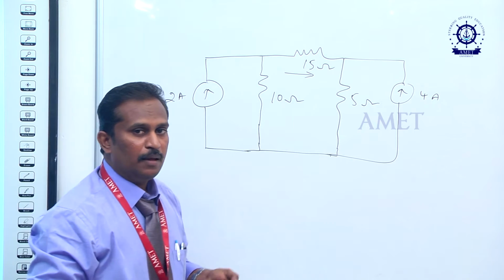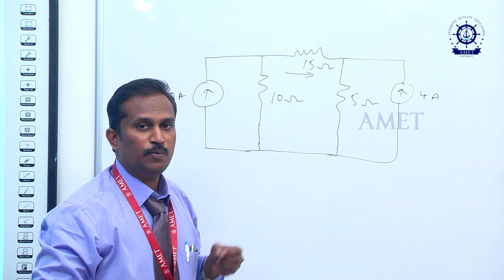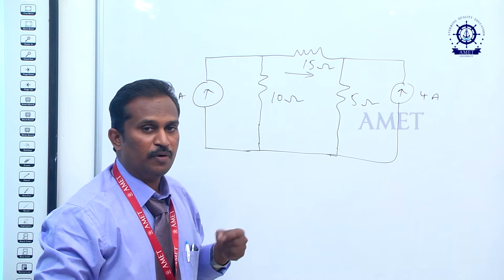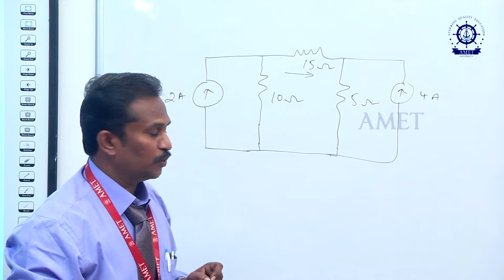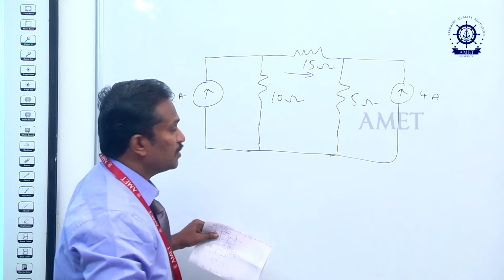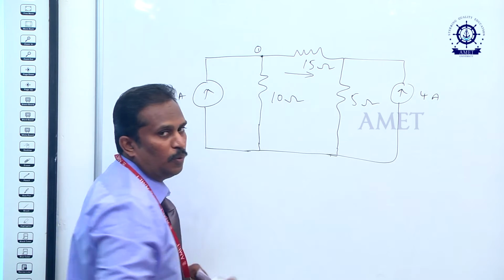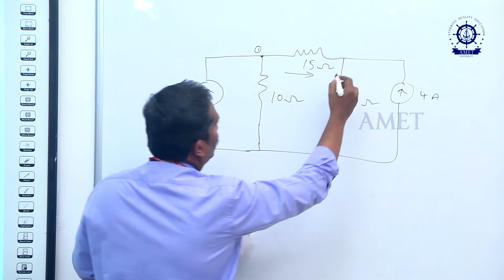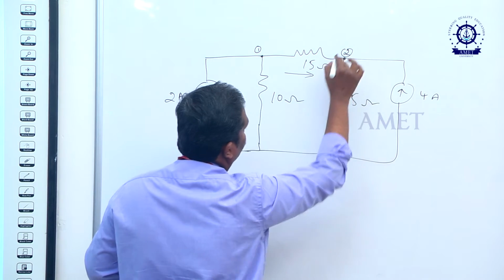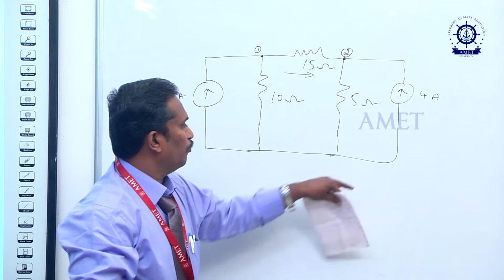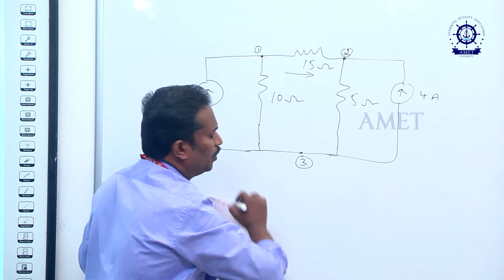As I said earlier, first we have to identify the number of nodes, then we have to assign a voltage at each node. Before assigning voltages, we have to select one node as the reference node. Here we will identify the nodes first. Here 3 elements are connected, so assume this is node 1. Then here 3 elements are connected, so this is node 2. Here 4 elements are connected at a common point, so this is considered as node 3.